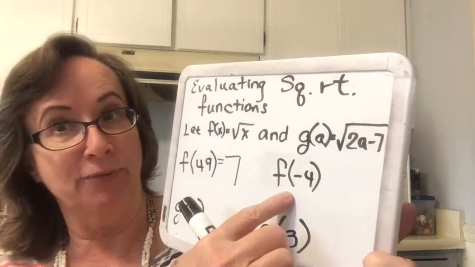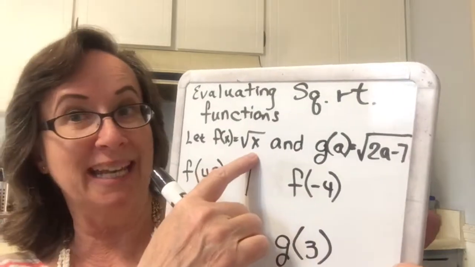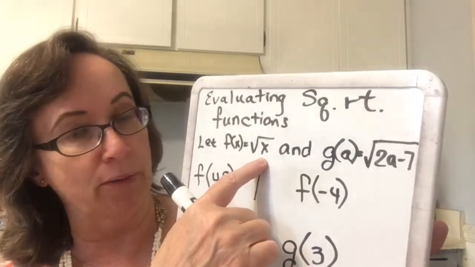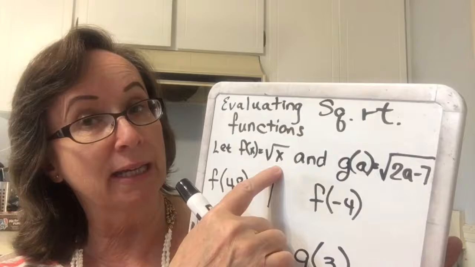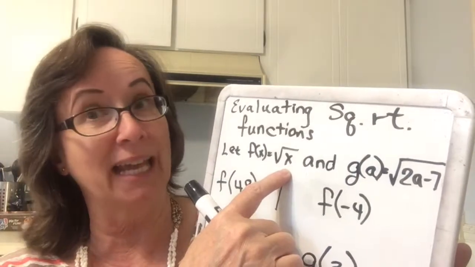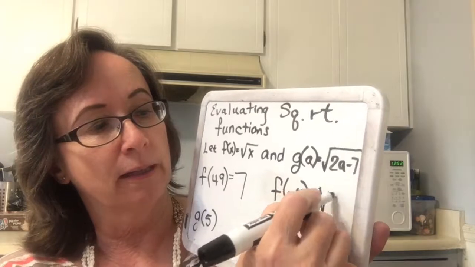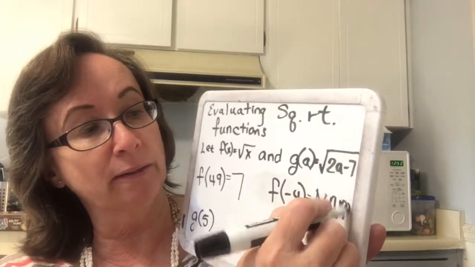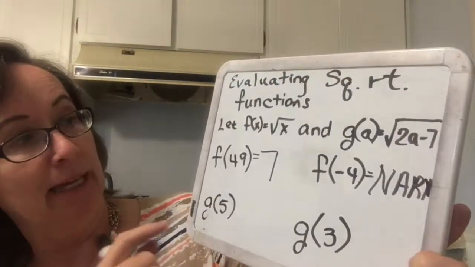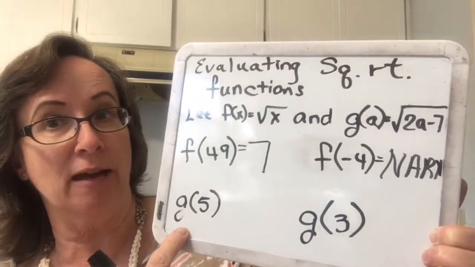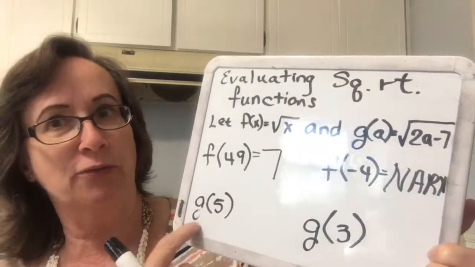Then f of -4 means that I'm going to put a -4 underneath the square root sign. The square root is an even root. The square root of a negative is going to be not a real number. Not a real number.